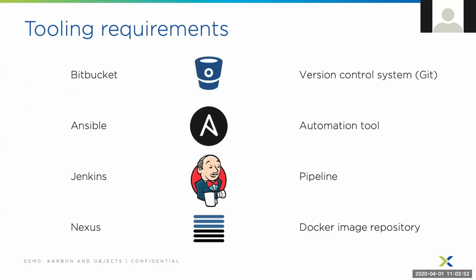We also had a few tooling requirements. The customer was already using Bitbucket, which is a version control system, a Git type of product. They are also standardized on Ansible, so if anything was to be automated, it had to be via Ansible. For pipelining, they were already using Jenkins, so it also had to integrate with Jenkins. And last but not least, they already used Nexus for their Docker images and general artifact storage.